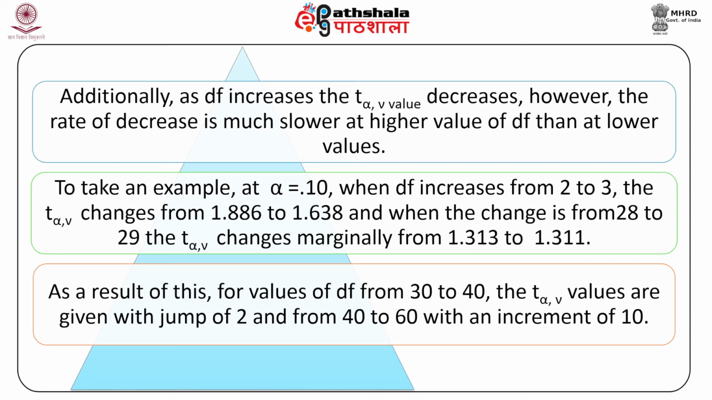As a result of this, for values of degrees of freedom from 30 to 40, the t alpha nu values are given with a jump of 2, and from 40 to 60 with an increment of 10, because the changes are very marginal.